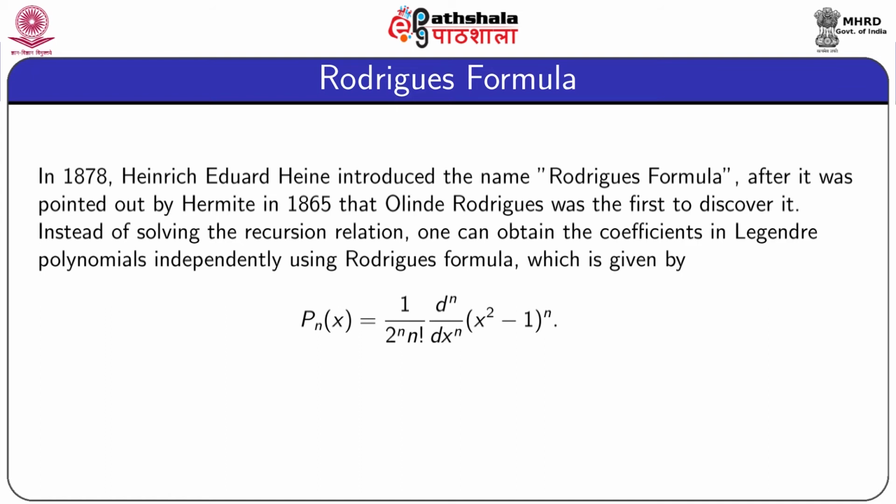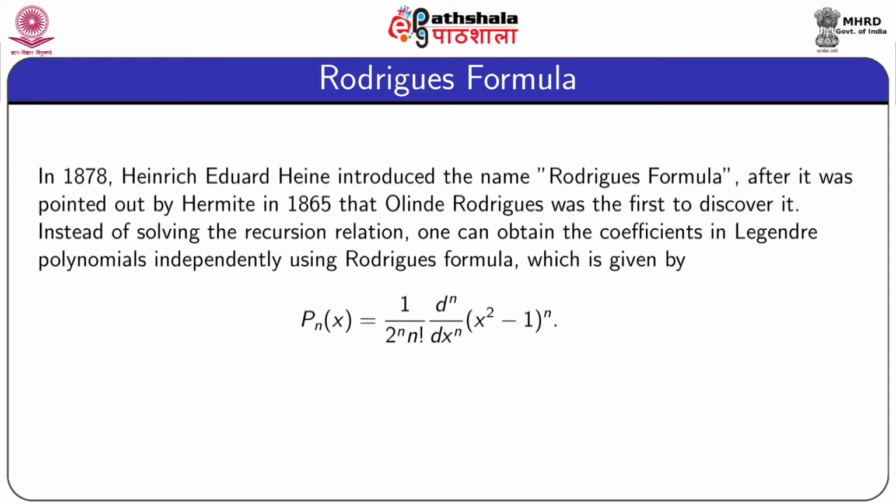Rodrigues formula. In 1878, Heinrich Eduard Heine introduced the name Rodrigues formula after it was pointed out by Hermite in 1865 that Rodrigues was the first to discover it. Instead of solving the recurrence relation, one can obtain the coefficients in Legendre's polynomial independently using Rodrigues formula, and this is given by P_n(x) is equal to 1 by 2^n n! times the nth derivative d^n/dx^n of (x² - 1)^n.